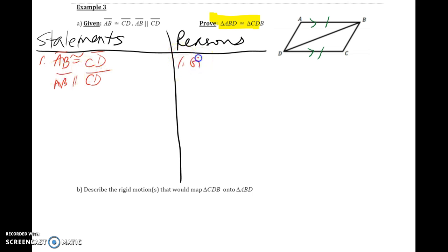Why do we know that? It's given. Okay, so here they only gave us one side. Again, our only method that we know of right now is side angle side. So we have a side. We're looking for another side and an angle that is in between that side. So first thing I notice is that these two triangles share a side. They share BD. And BD is congruent to itself by the reflexive property.